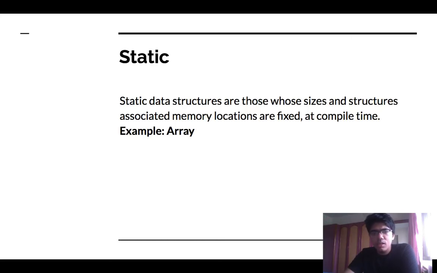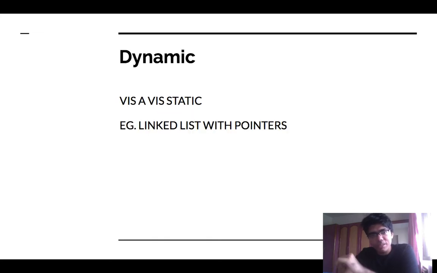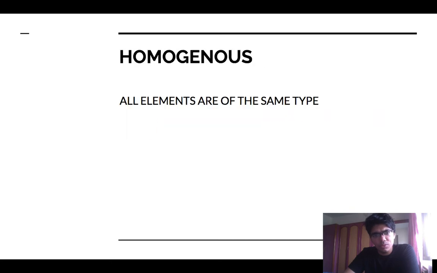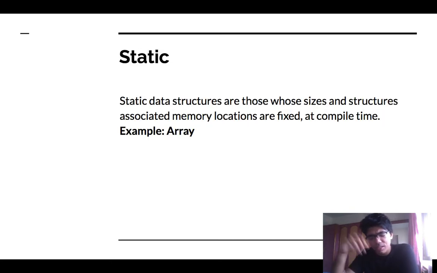Okay. Static data structures are data structures whose memory is already allocated at the top. Okay. Now, one second before I get to that point, let me get to dynamic. Dynamic is basically vis-a-vis of what static was, like linked lists with pointers. We'll get to what all of this means. Don't get too bogged down with static and dynamic.